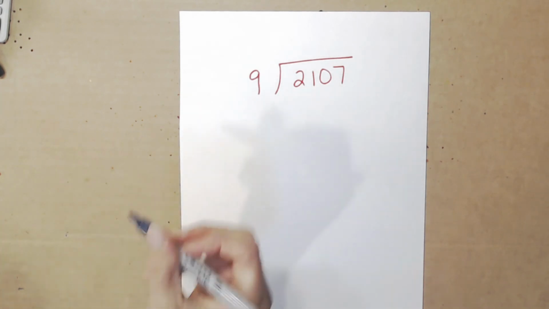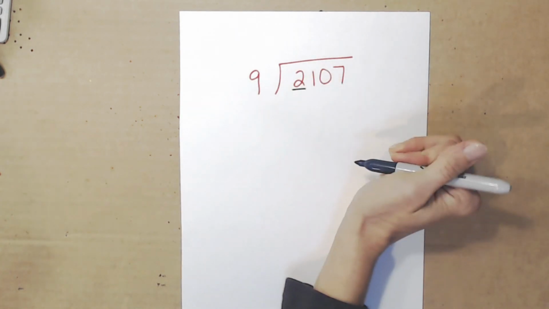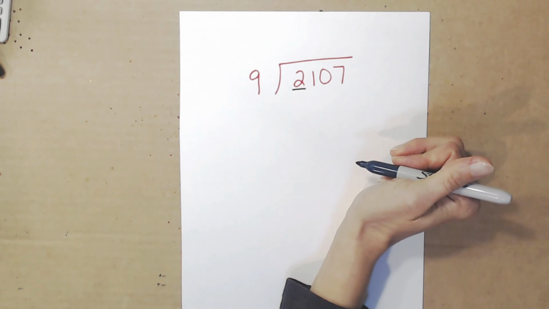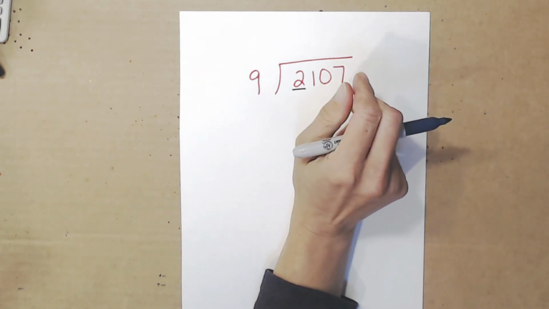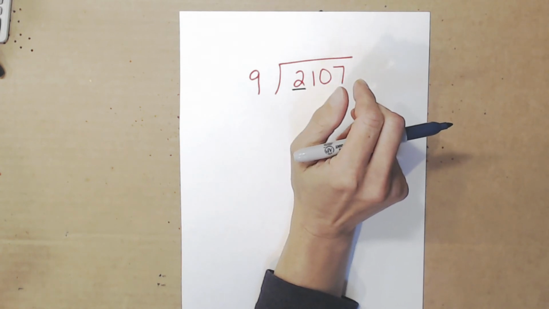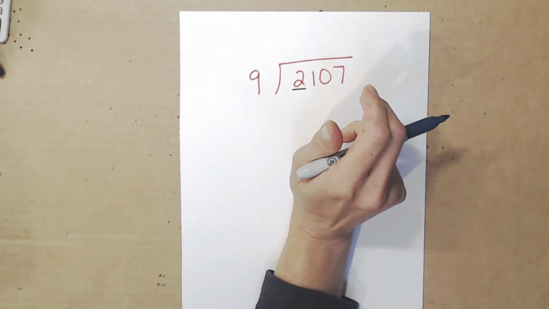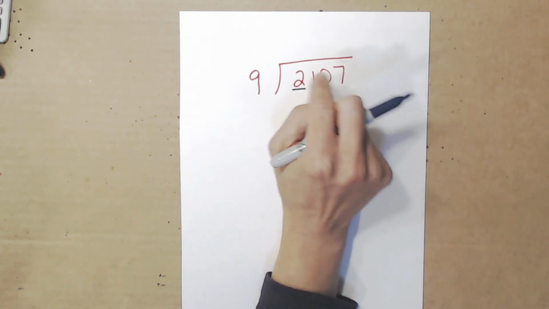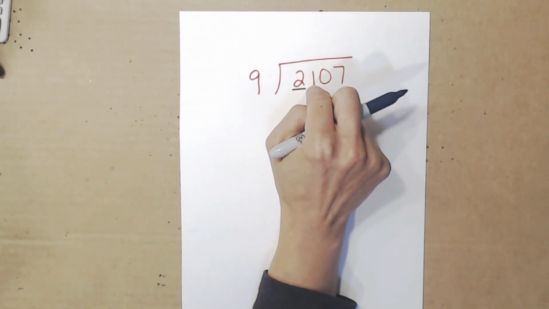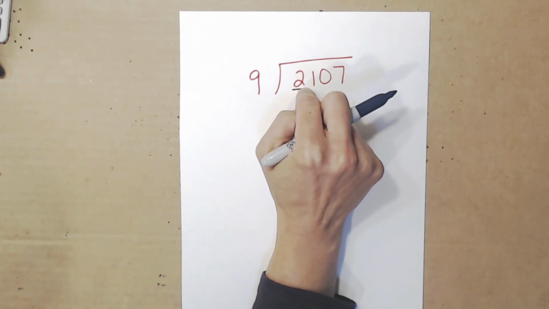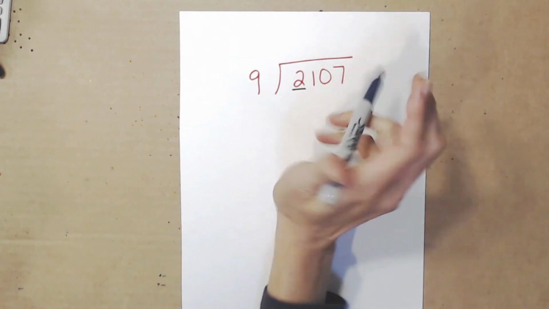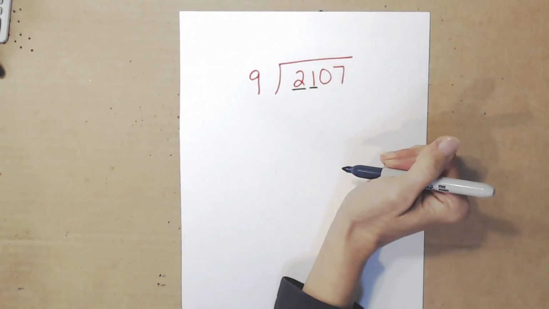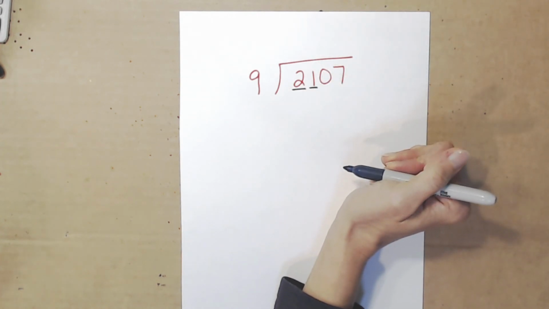So first we start with the thousands. We have 2 thousands. Can we share those 2 thousands so that everybody gets at least one? No, we cannot. We don't have enough. So we're going to think of those thousands now as hundreds instead. Each thousand is the same as 10 hundreds, so 2 thousands would be like 20 hundreds, plus we have this 100 here from our original number. So we have 21 hundreds to share.